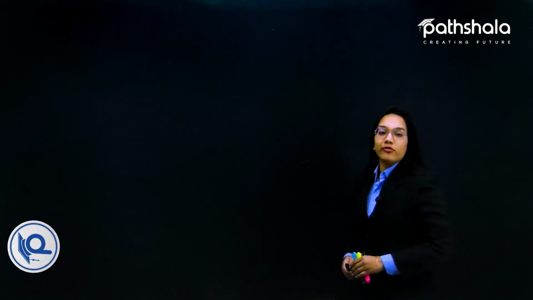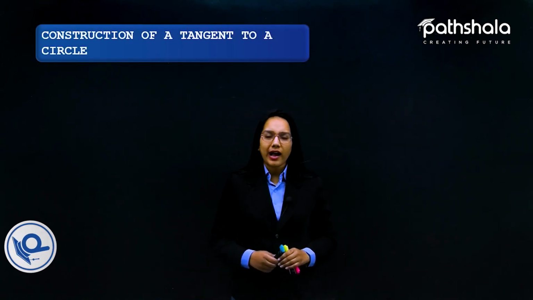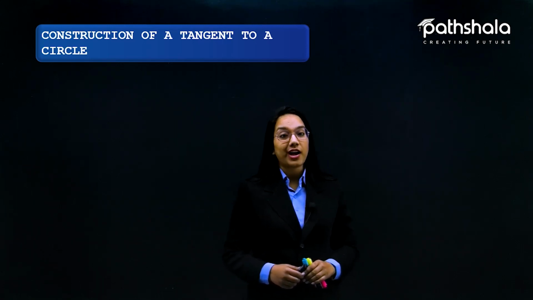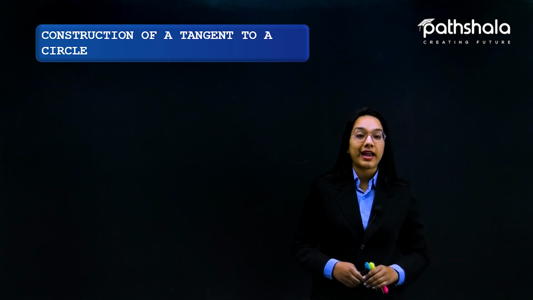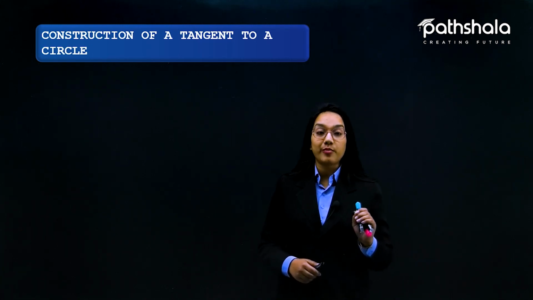Now let's move on to our second concept in this chapter, which is the construction of a tangent to a circle. I hope you all know about that. What is a tangent? A tangent is a line that passes through exactly one point on the circle, only one point on the circle.